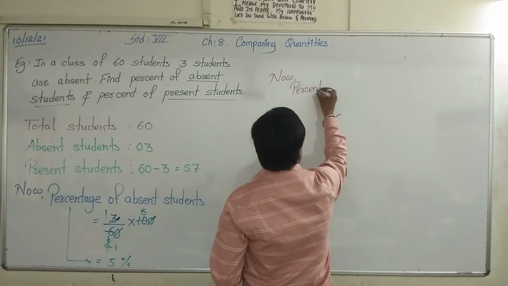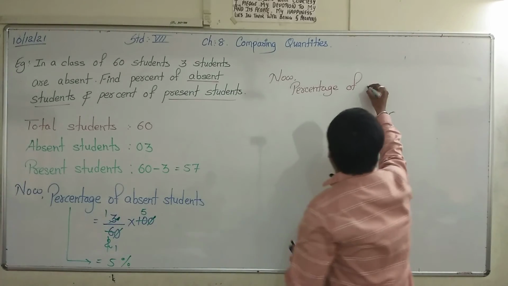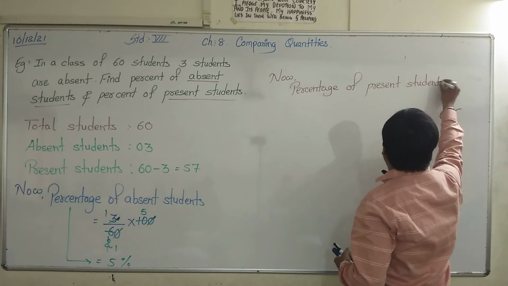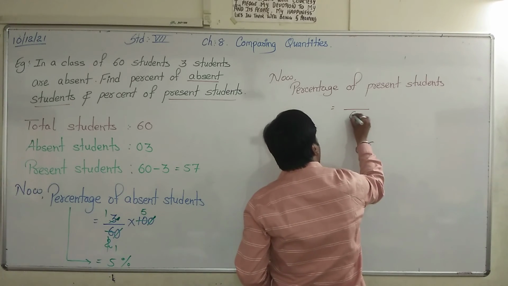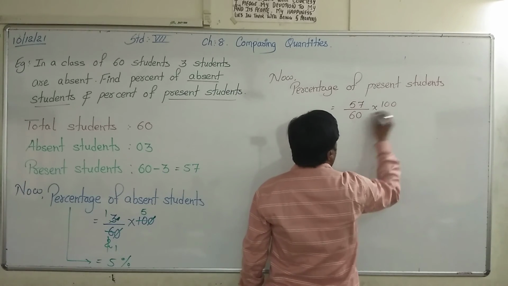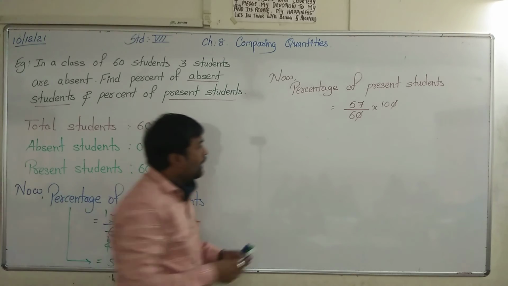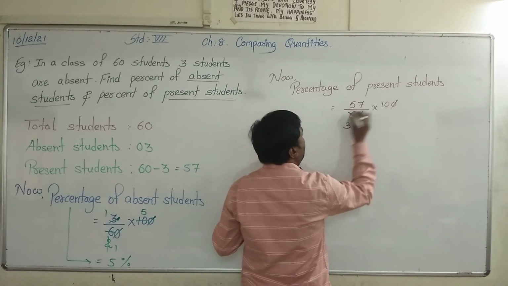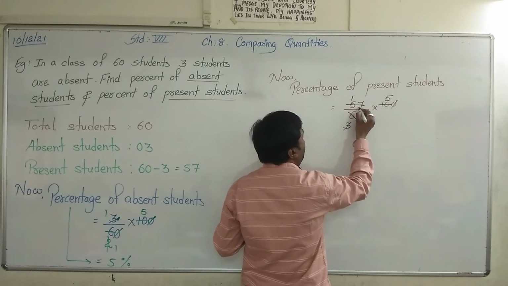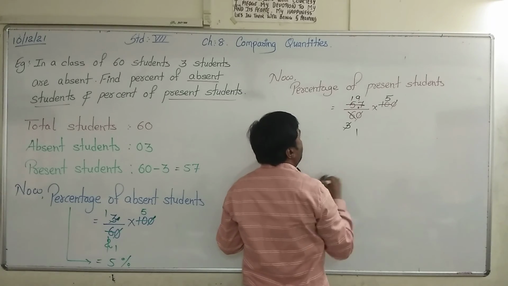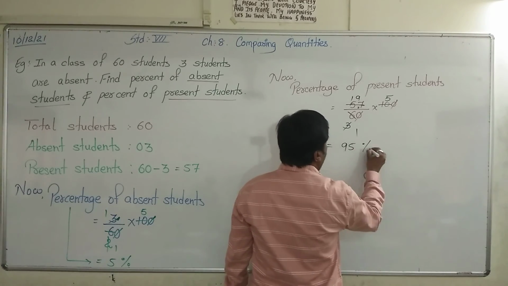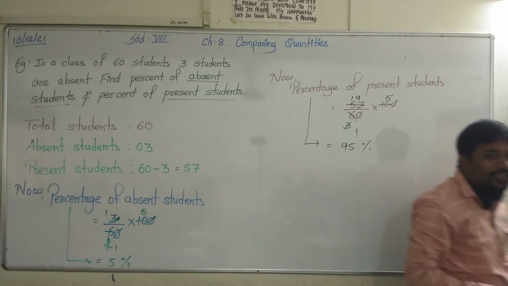Now percentage of present students is equal to present students 57 upon total students 60, multiplied by 100. 0, 0 cancel. 3 ones are 3, 3 nines are 27, 19 fives are 95. So it is 95%. What does percentage deal with?